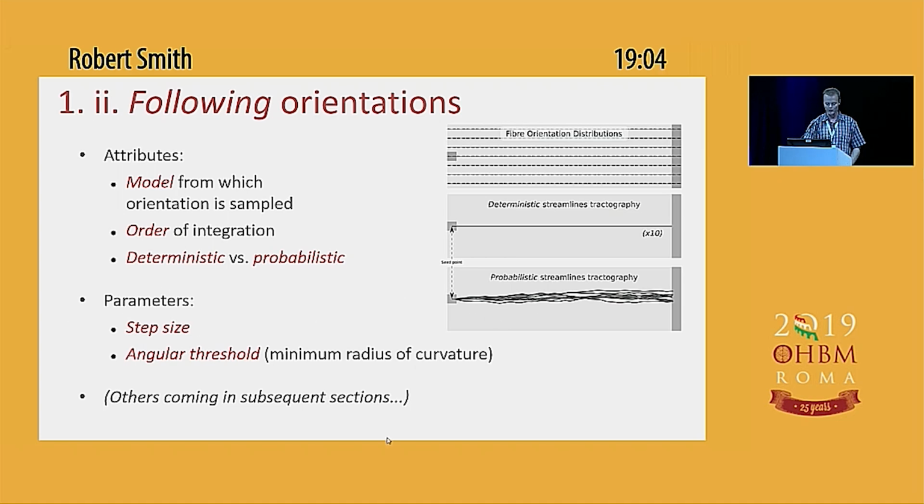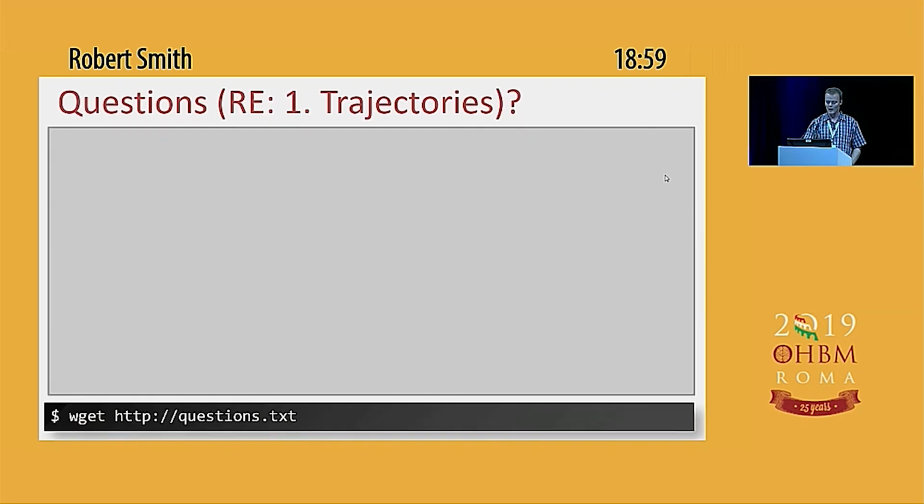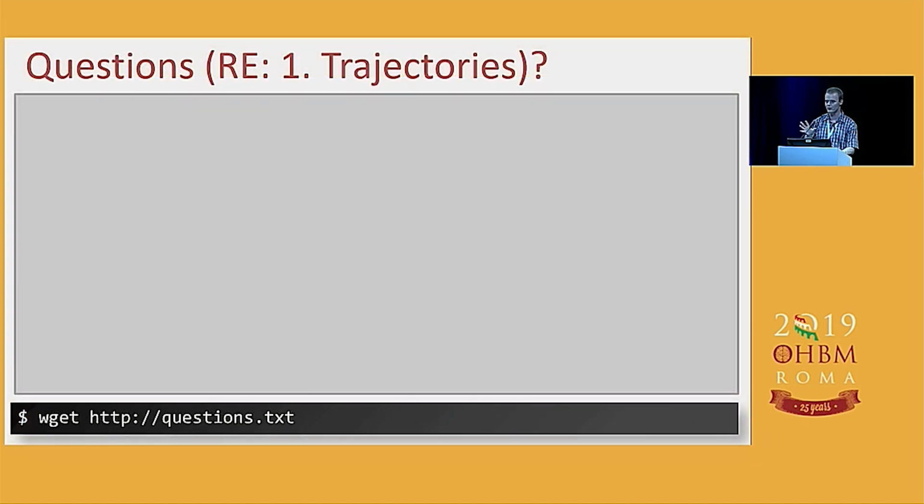I briefly mentioned the step size and the angle, and there's a few other things that I'll talk about in subsequent sessions. So are there any more general questions regarding this first point about streamlines trajectories? No? Cool, I'll move on. And we can always catch up on stuff at the end of the talk.